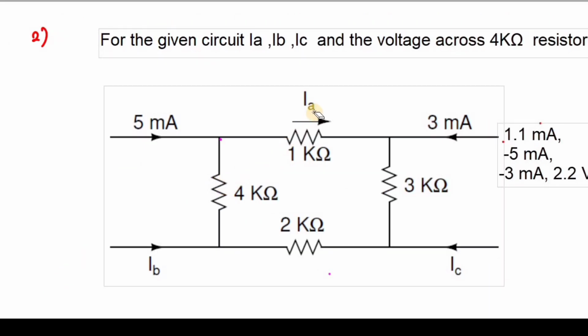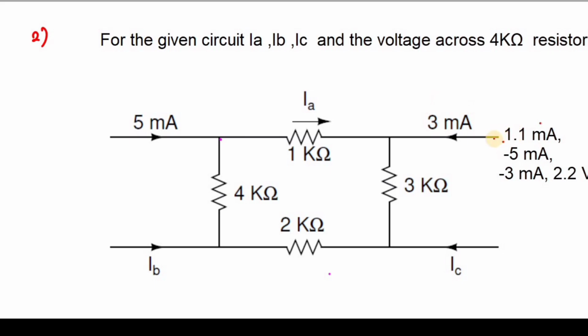The next question is for the given circuit, we need to find the value of IA, IB and IC and the voltage across the 4 kilo ohm resistor. From the options, I have taken this option. So I have taken 1.1 milliamps as my IA value, and IB is equal to minus 5 milliamps and IC is equal to minus 3 milliamps.